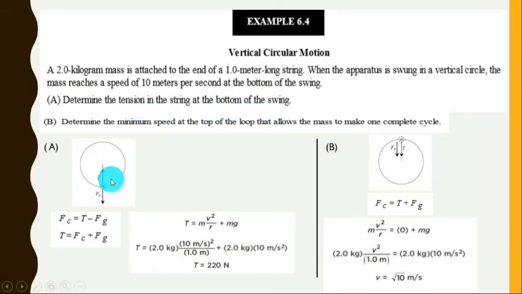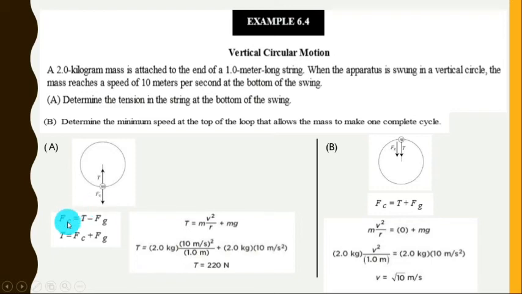At the bottom, they wanted to find the tension. Now, what do we have here? They said string, and vertical motion. String. So draw a free body diagram. At the bottom of the swing, you remember what we said before? We have two forces acting on the object: tension toward the center, force of gravity toward down.